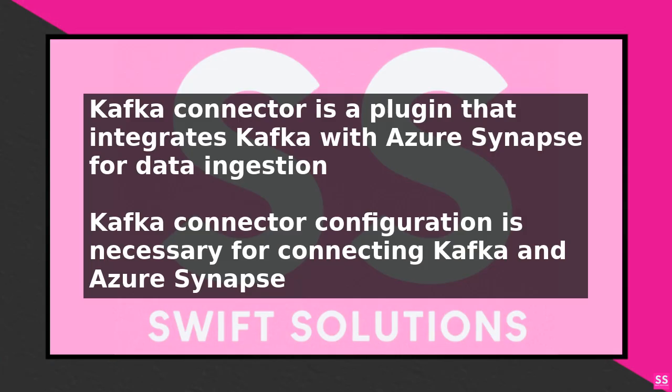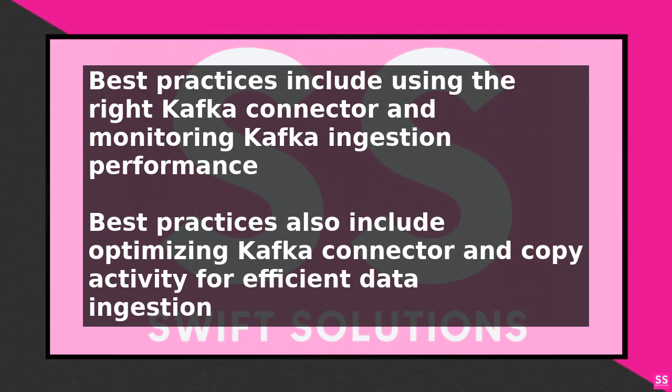Step 6. Monitoring and optimizing Kafka ingestion. To monitor and optimize Kafka ingestion, you need to use the Azure Synapse monitoring and optimization tools. The monitoring tools allow you to monitor the performance of the Kafka connector and the copy activity, while the optimization tools allow you to optimize the performance of the Kafka connector and the copy activity.